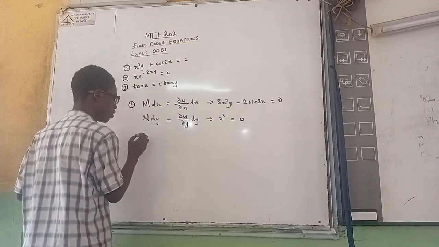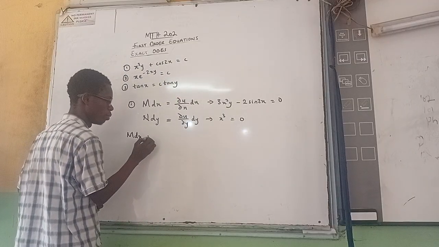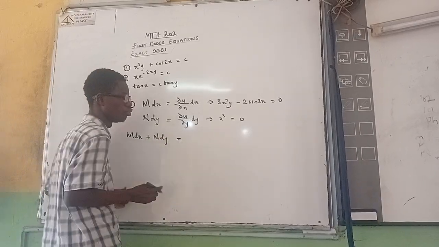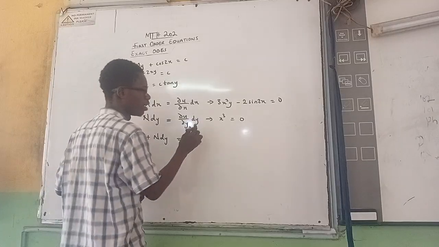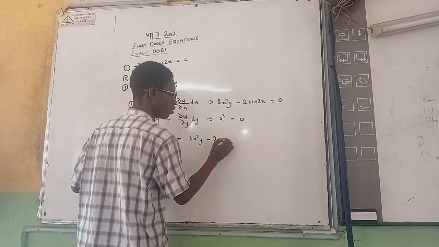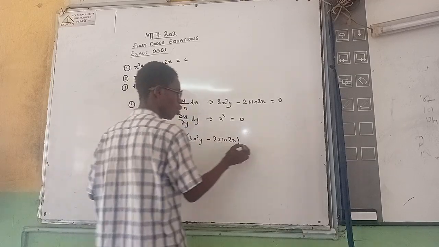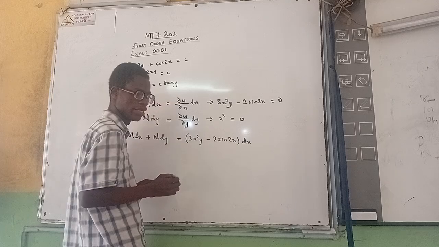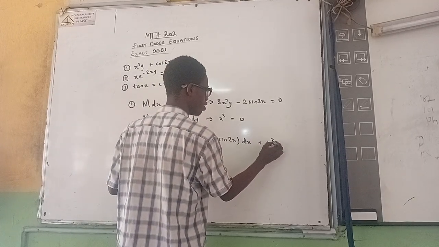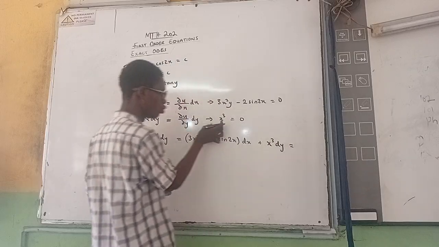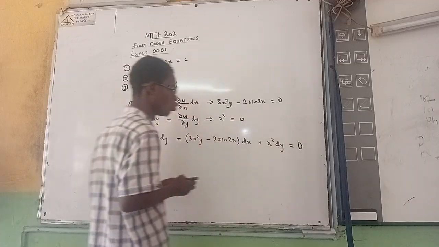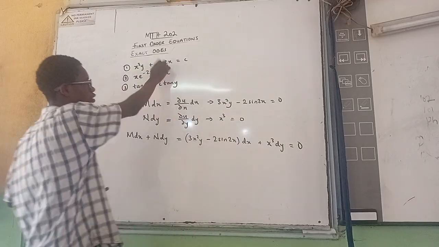We write it out as M dx plus N dy. So we add both sides together. We have 3x squared y minus 2 sine 2x, which was differentiated with respect to x, dx, plus x cubed, since this is the only one standing, dy equals 0 plus 0, which is 0. So this is the ODE that we have formed out of this solution.